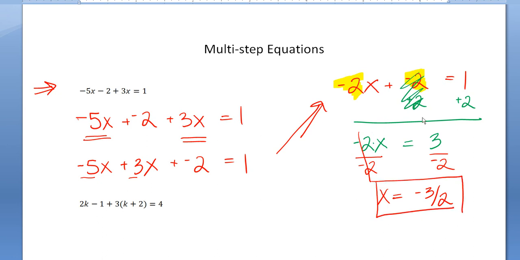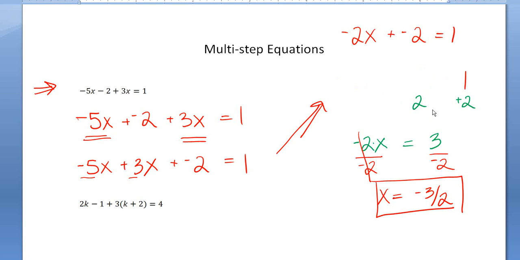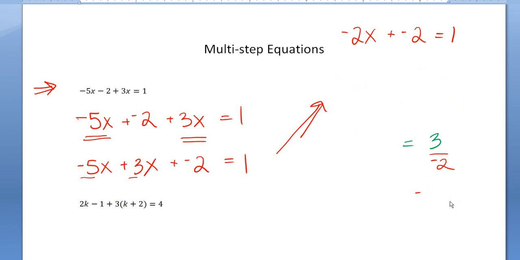I want to go back up here to where my problem looked like this. I'm going to rewrite it. I'm going to give you a little analogy that I tell students. I'm just going to erase all this. If I want to get x by itself, and it looks like there's lots of steps in here to get x by itself, I kind of liken it to taking off your socks and shoes.